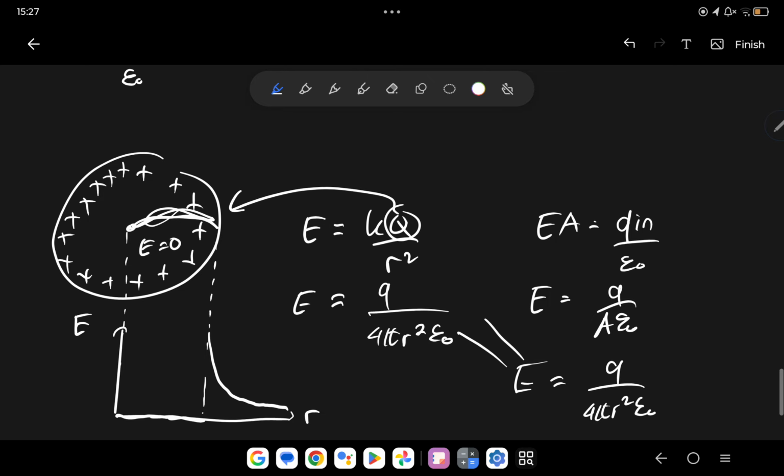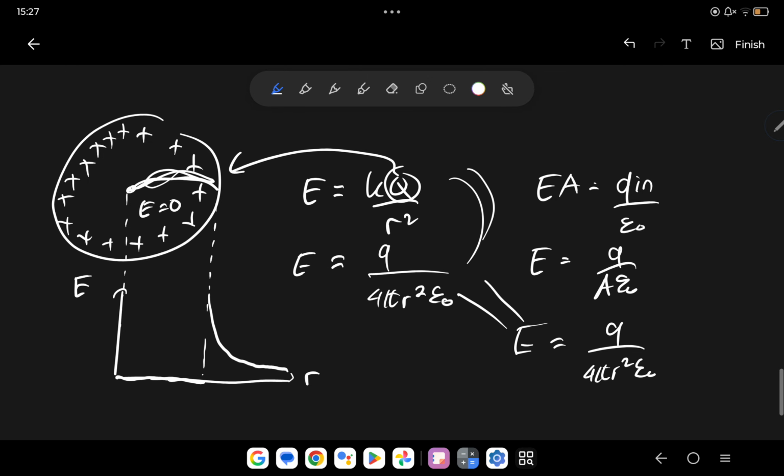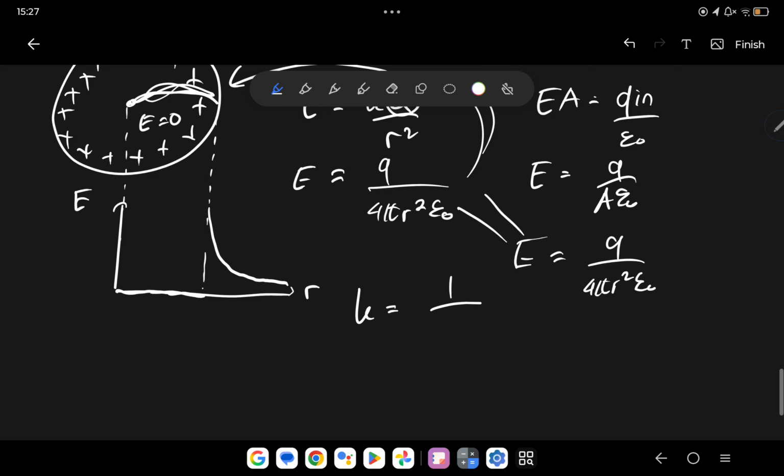I'm seeing some similarities. If this is the same, does that mean K is equal to 1 over 4 pi epsilon naught? Yeah. Anyway, that is the electric field.